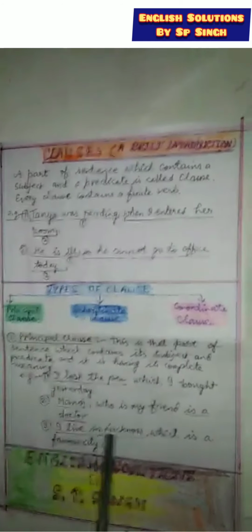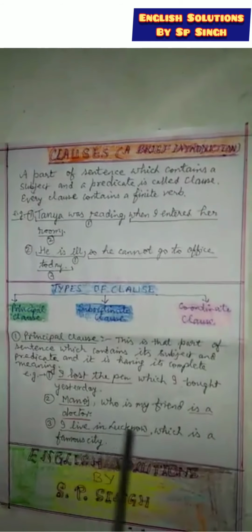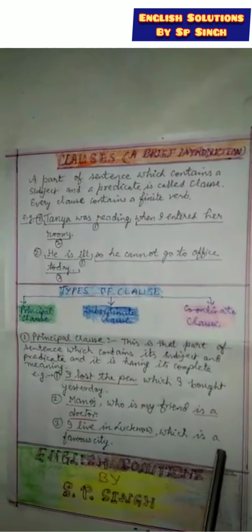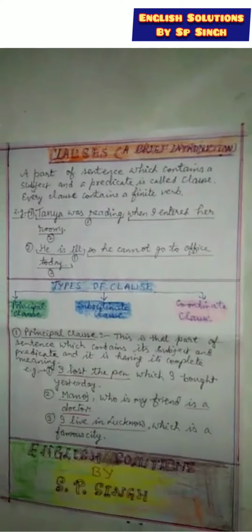Next is: I live in Lucknow. The underlined four words are the principal clause. The next part is which is a famous city.